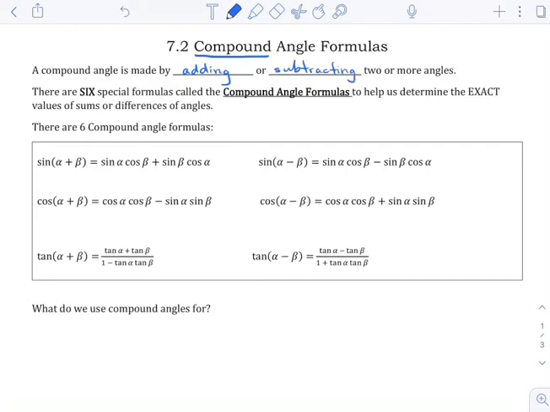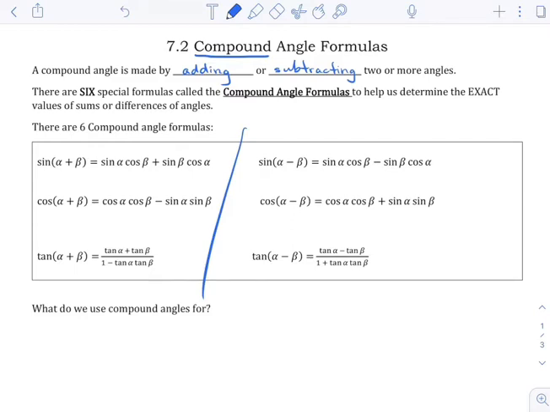So there's 6 special angle formulas that we're going to need to know called compound angle formulas to help us determine the exact values of the sums or differences of angles. So if you look at the way that the formulas are written, all the sums are on the left side and all the differences are on the right side. Now the same ratios appear in the same spots. It's just the signs that change between additions and subtractions.